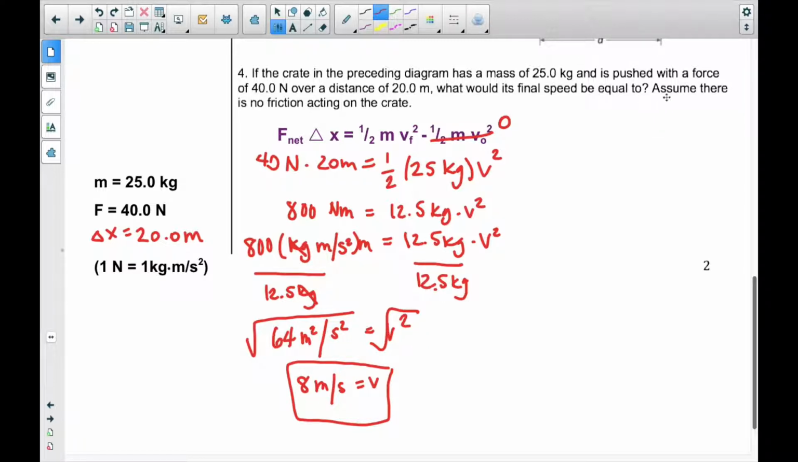It again says assume there is no friction. So we don't have any other force acting to the left. We just have the positive going to the right. We used our equations. We did not have any initial velocities, that got canceled out. And our final velocity is 8 meters per second.